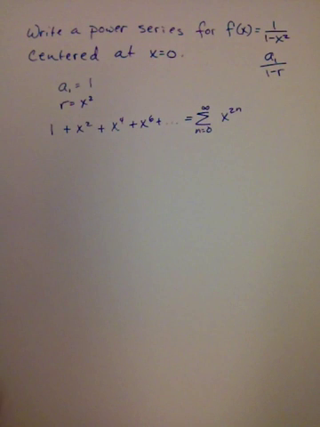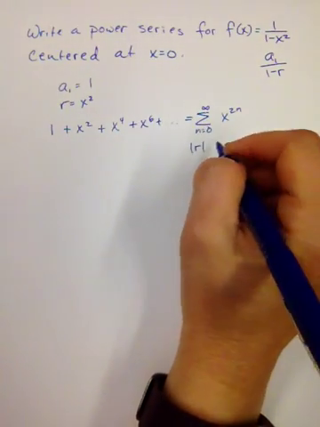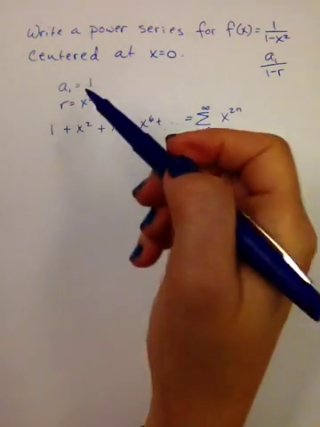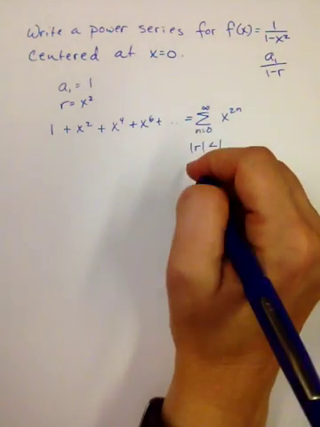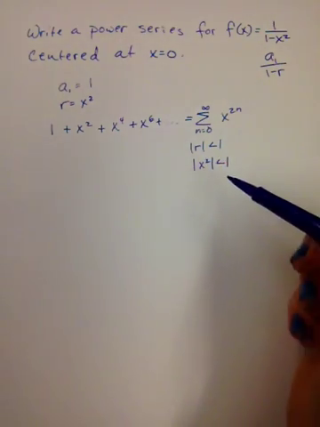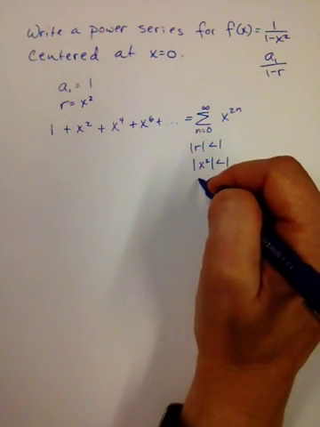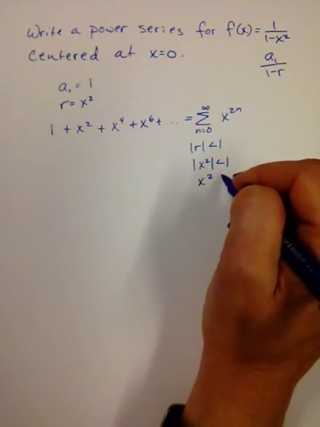Now I want to know when this actually converges. So this is geometric, and we know that geometric will converge when the absolute value of your r is less than 1. So in this case, r is x squared. The absolute value of x squared is less than 1. Well, x squared is always positive, so I don't really need the absolute value. I could say it could converge when x squared is less than 1.